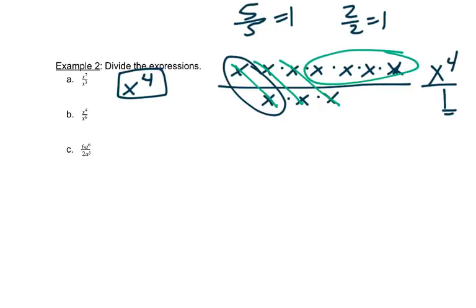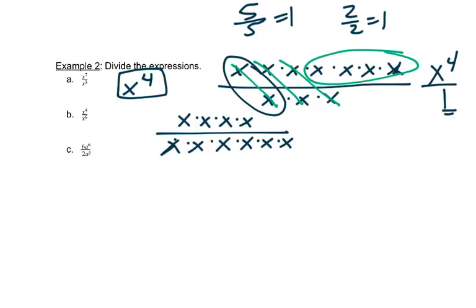So let's look at B. B says I have 4 x's on the top and 6 x's on the bottom. I can cancel things out. Now remember, when things cancel out, that leaves a 1. So there's a 1 on the top here, and an x squared on the bottom.